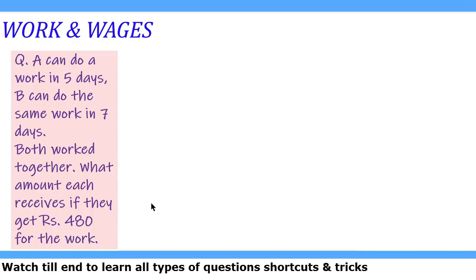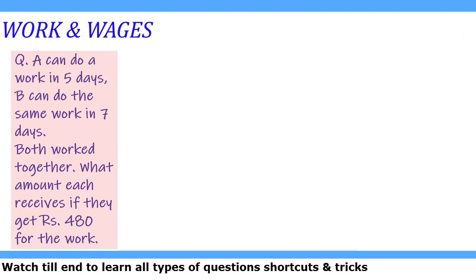Work and wages. We start with a very easy question, and the question is: A can do a work in 5 days, B can do the same work in 7 days, both work together, what amount does each receive if they get rupees 480 for the work? As we know, the wages are as per the efficiency.